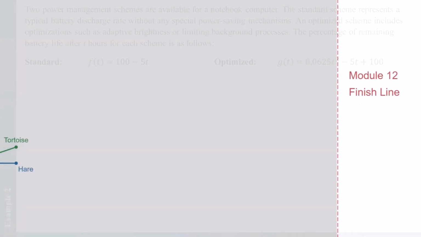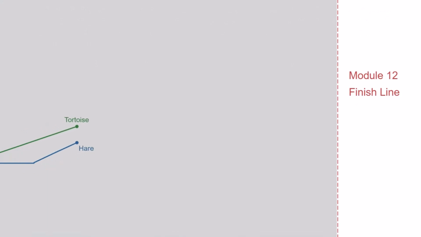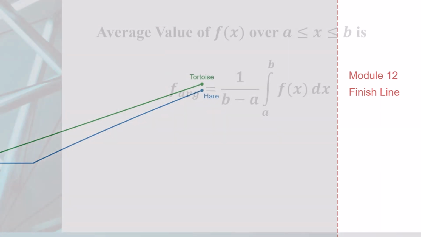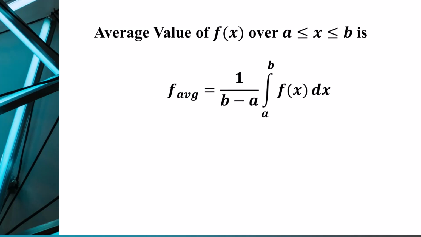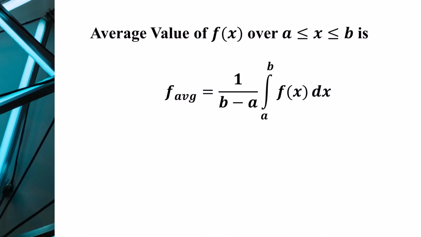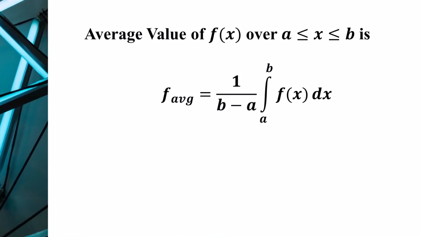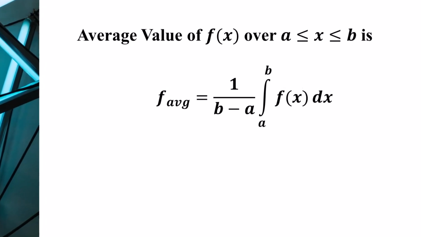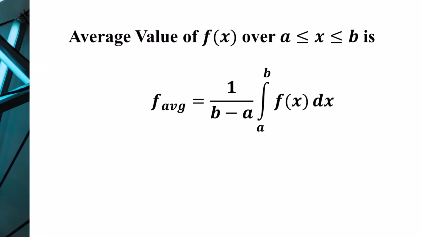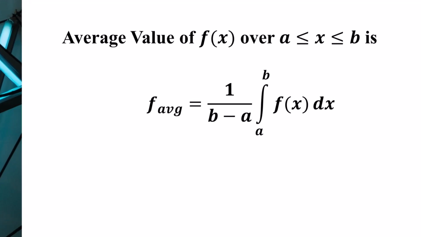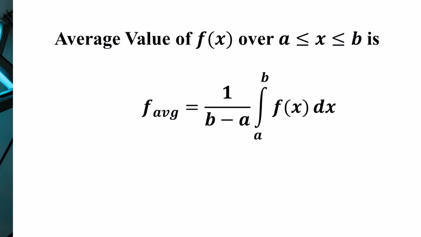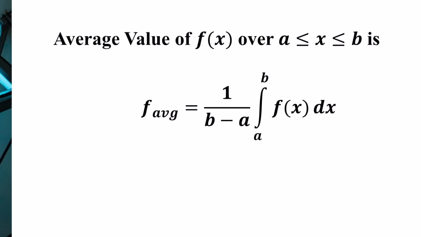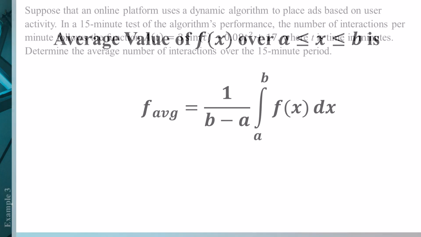Now we're close to bringing Module 12 to a conclusion, but before we do, let's delve into one more application of definite integrals. The average value of a function over a specific interval gives us insight into the typical behavior of the function within that interval. The average value of f of x over an interval from a to b is given by f average equals 1 over b minus a times the definite integral from a to b of f of x dx. Let's look at an example.